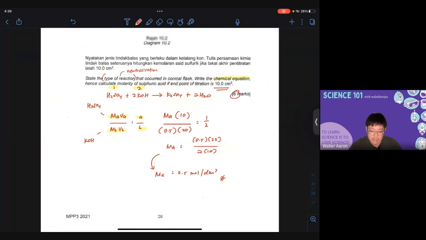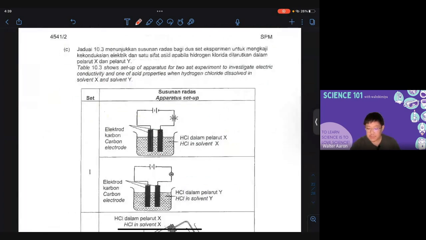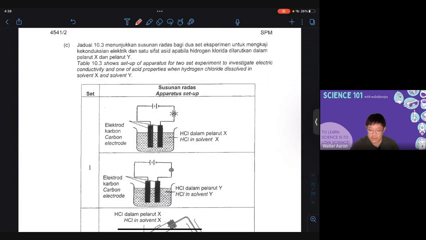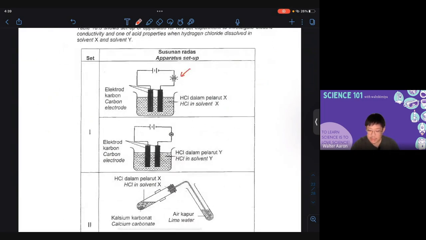All right, for C then, table 10.3 shows the setup of the apparatus for 2 experiments to investigate the electrical conductivity and one of the acid properties when hydrogen chloride dissolves in solvent X and solvent Y. In solvent X, the light bulb lights up, and in Y it doesn't. So most likely X here is water, Y here is an organic solvent. Do take note that acid is a unique substance, just like alcohol, which can dissolve in both water and organic solvent.